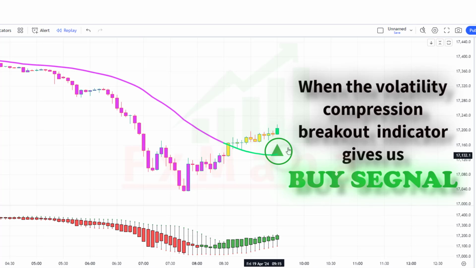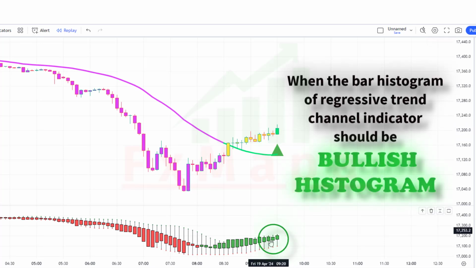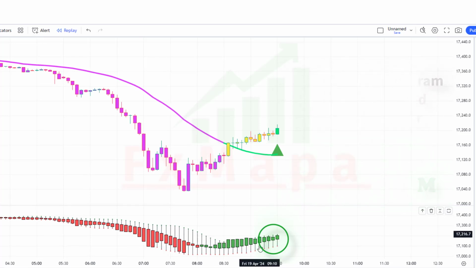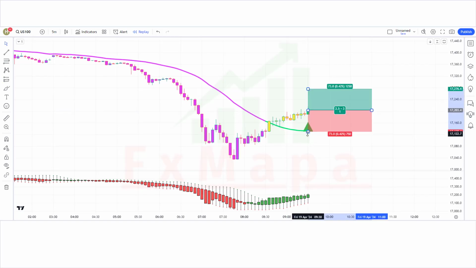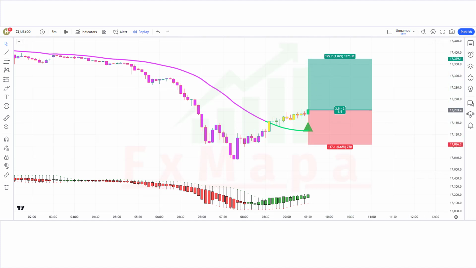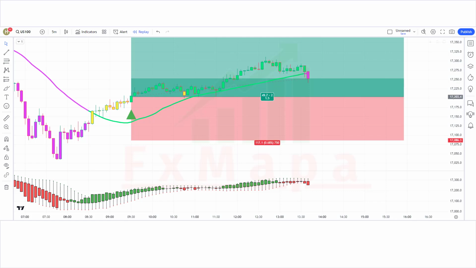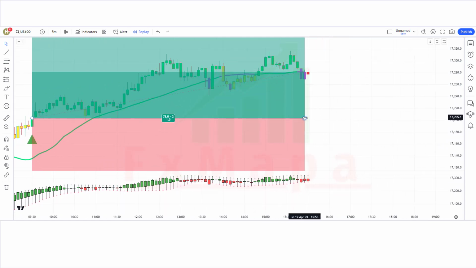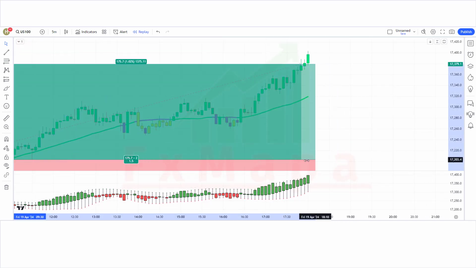When the volatility compression breakout indicator gives us buy signals, when the market forms a bullish candle, and when the bar histogram of the regressive trend channel indicator is a bullish histogram, if this condition is fulfilled, then we will place a buy order. Our stop loss will be placed at the current market's lower level, and the risk to reward ratio will be 1:1.5. The market has completely hit the target.